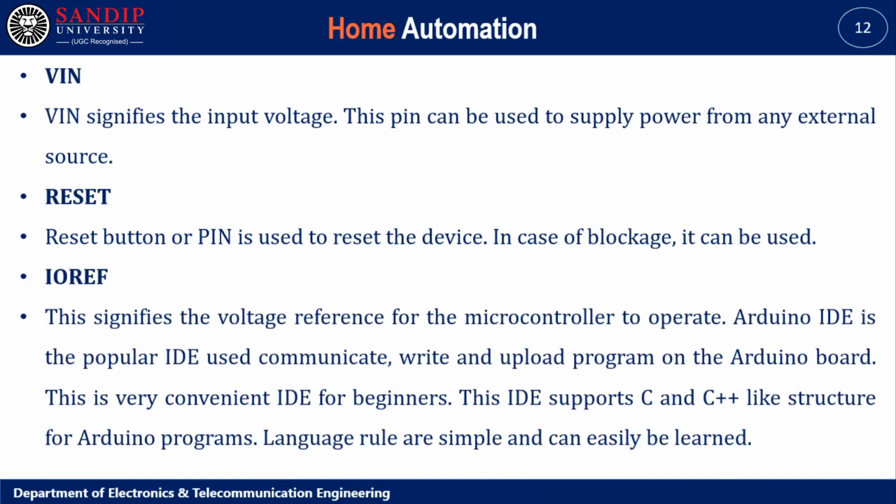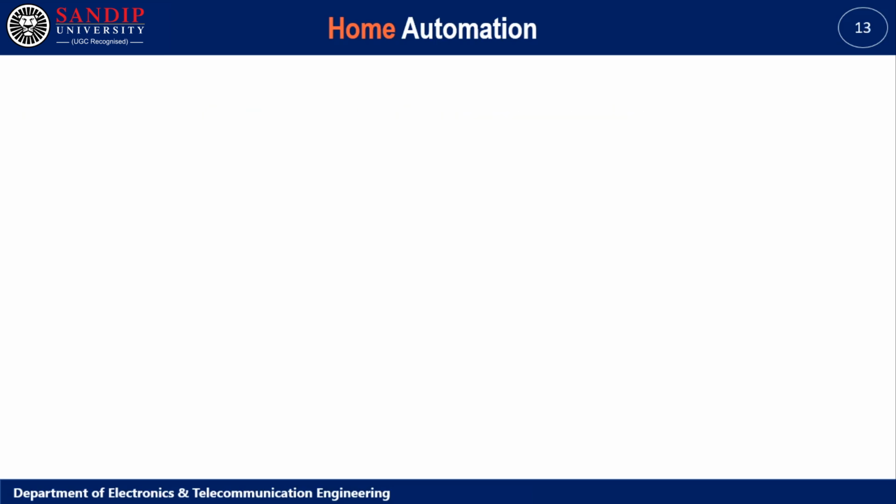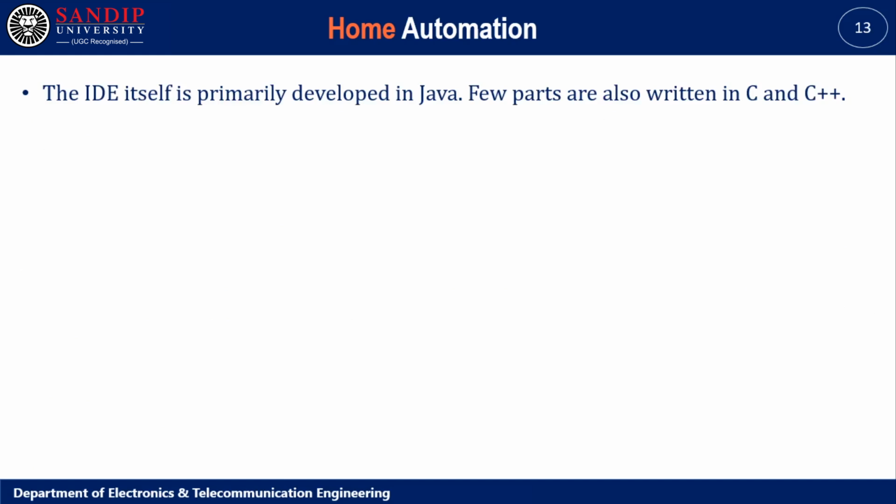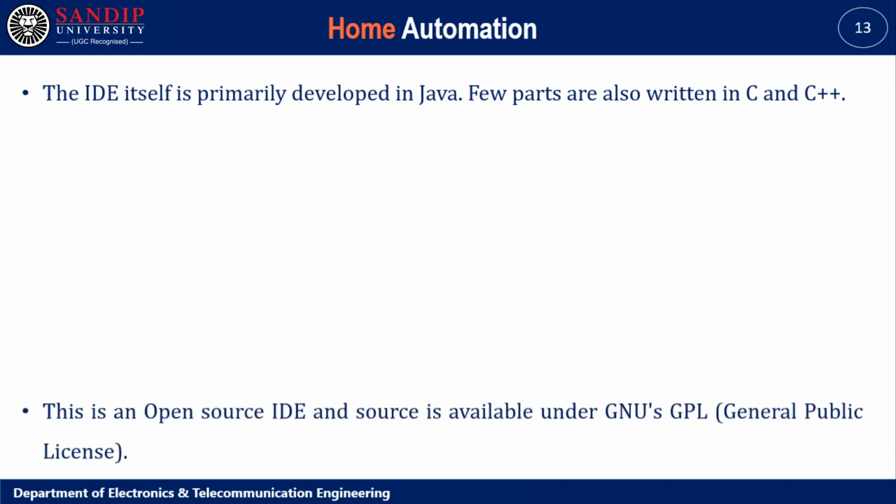Arduino IDE is the popular IDE used to communicate, write and upload programs on the Arduino board. This is a very convenient IDE for beginners. This IDE supports C and C++ like structure for Arduino programs. Language rules are simple and can be easily learned. The IDE itself is primarily developed in Java. Few parts are also written in C and C++.